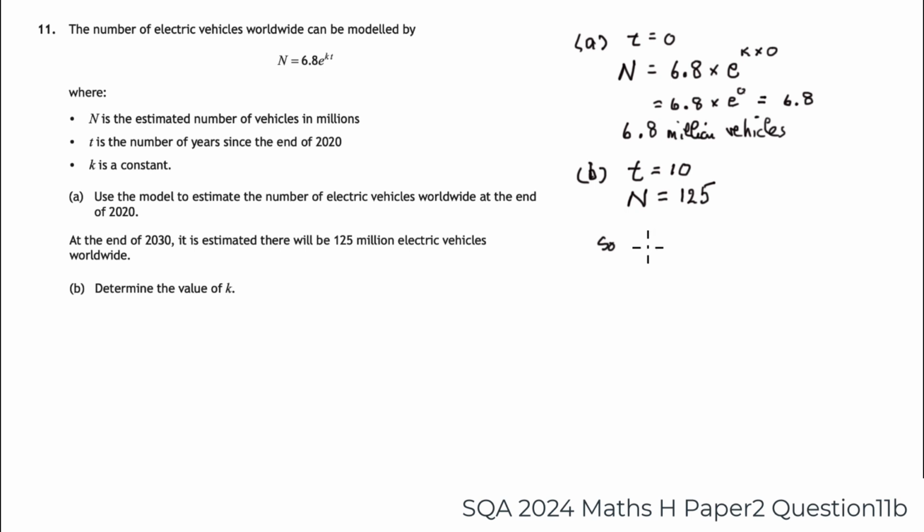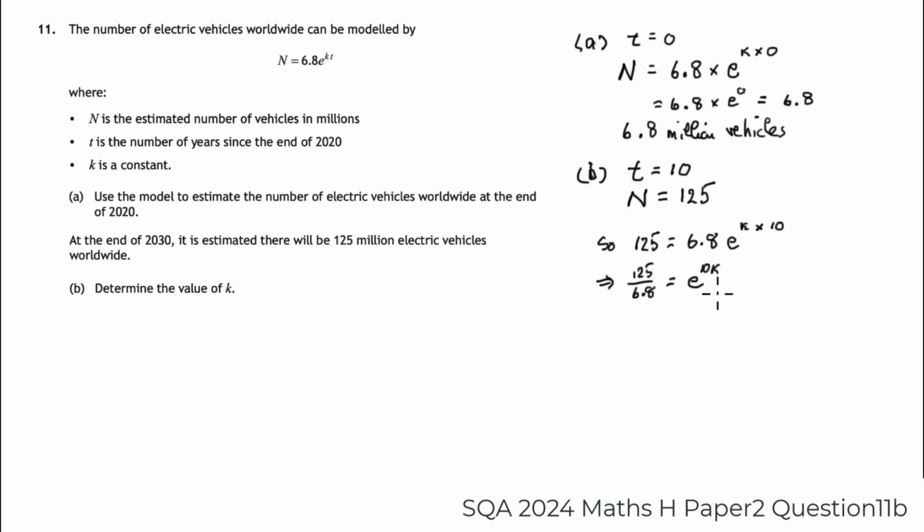So let's substitute. 125, that's N, will equal 6.8 times e to the power k, which we're trying to find, times 10. Let's divide both sides by 6.8. So 125 divided by 6.8 will be e to the power 10k.